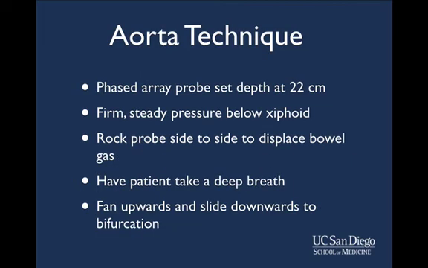The technique we use to find the aorta is first we start with a phased array probe and set our depth at about 22 centimeters. We will apply firm, steady pressure below the xiphoid and rock the probe side to side as needed to displace bowel gas to visualize the aorta. Sometimes having the patient take a deep breath helps us to visualize the aorta. We will fan upwards and slide slowly downwards all the way to the bifurcation of the aorta.